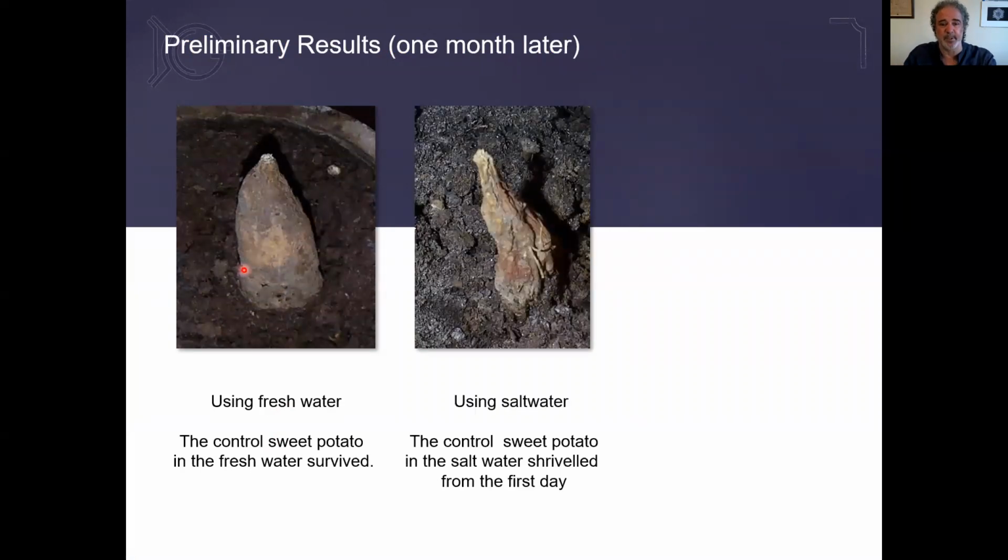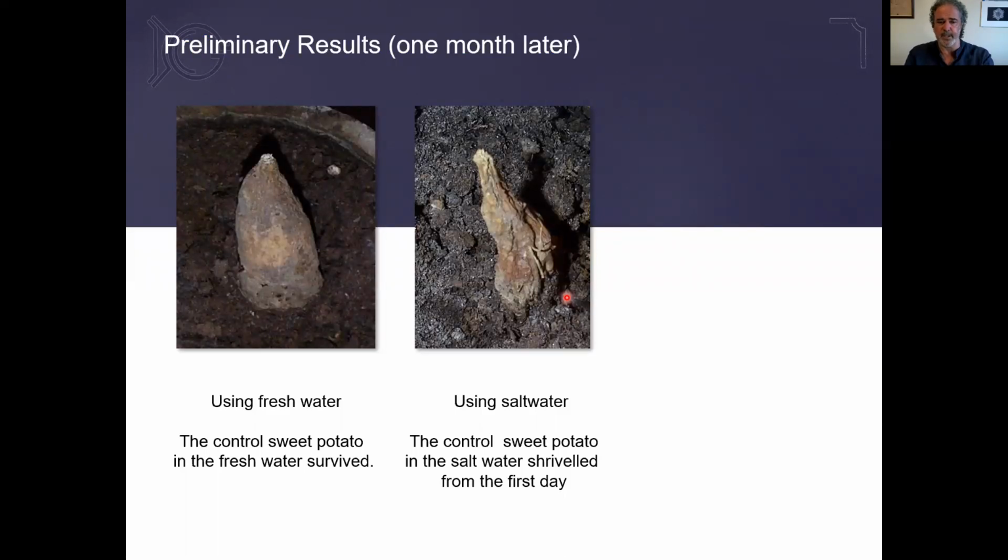Now, the second sweet potato was planted in soil, but this time it wasn't given fresh water, it was given salt water from the Red Sea, which is considered among the world's most saline. The sweet potato actually shriveled from the first day. So you can see it on the screen. It doesn't look like a sweet potato anymore, and this is understandable because the process of osmosis due to the salinity would actually extract all the moisture from it.